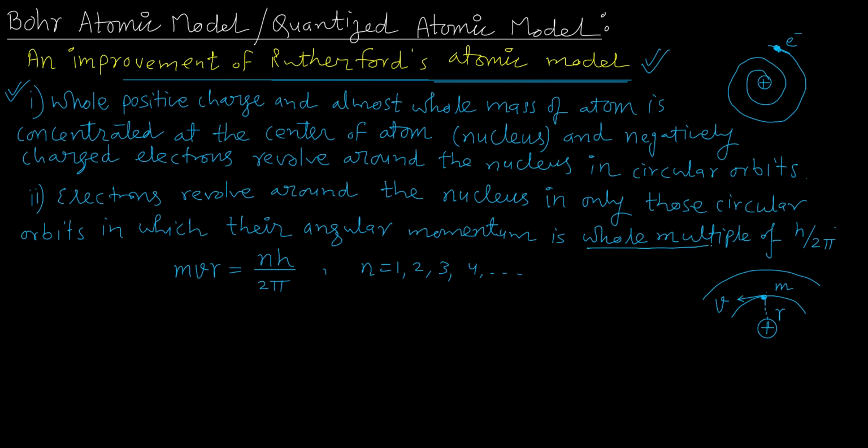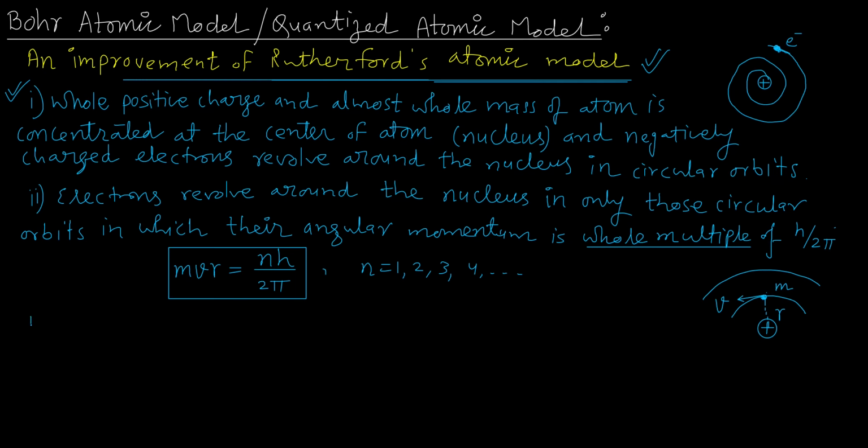If you notice here, it says a whole multiple of h upon 2 pi, so n will be a whole number, not an integer. So n is equal to 1, 2, 3, 4. Okay, so this is one major point given by Bohr, which was not present in Rutherford's atomic model.